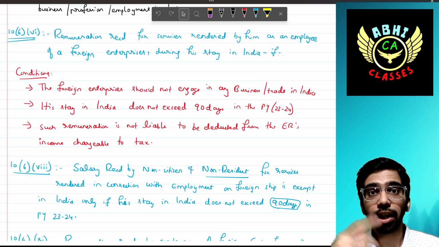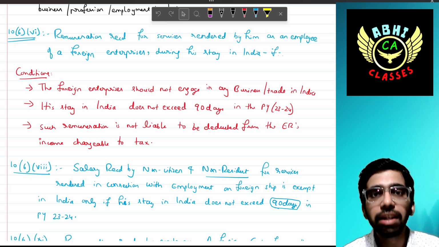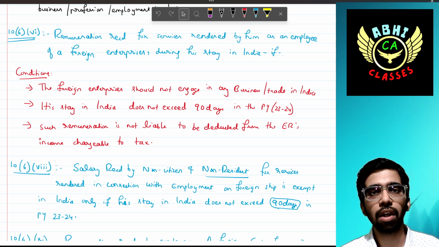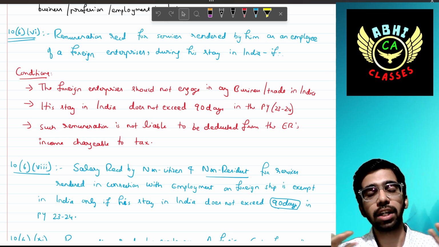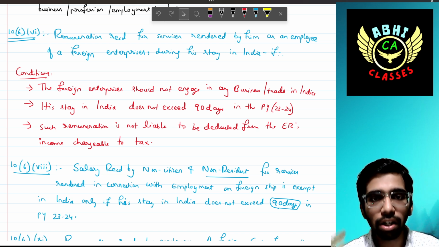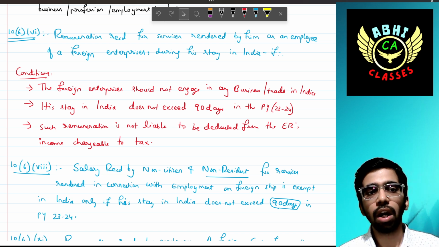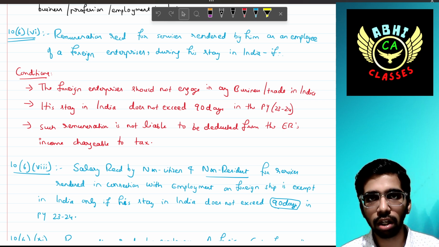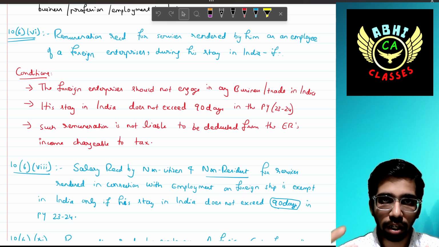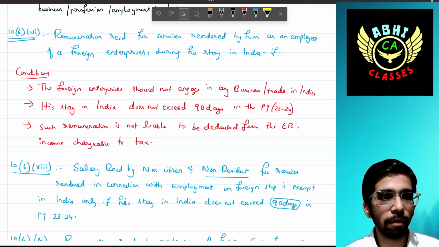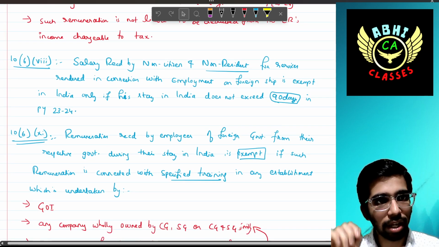Next, the individual's stay in India does not exceed 90 days. In the previous year 22-23, he should be staying in India within 90 days, not greater than 90 days. Next, such remuneration is not liable to be deducted from the employer's income under chargeable, because the TDS will not be deducted. If the TDS is deducted, then that remuneration will be taxed. If the tax is not deducted for such income, then that remuneration part will be exempt. Okay, simple.